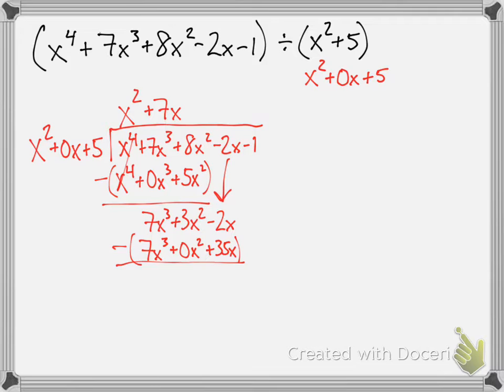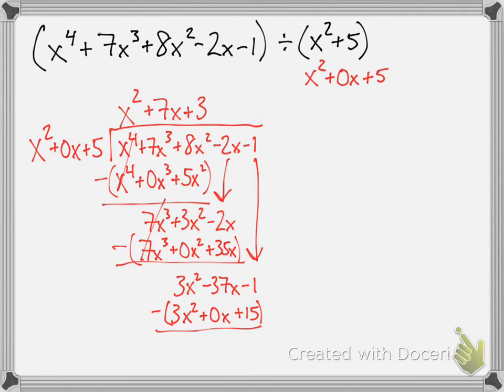You'll subtract them away. The 7x cubes will cancel. You'll have 3x squared when you subtract the x squared terms together. When you subtract the x terms together, you'll have negative 37x. And we'll pull down our final term, the negative 1. Again, we divide out the fronts. 3x squared divided by x squared is a positive 3. Multiply that 3 to everything, you'll end up with 3x squared plus 0x plus 15.